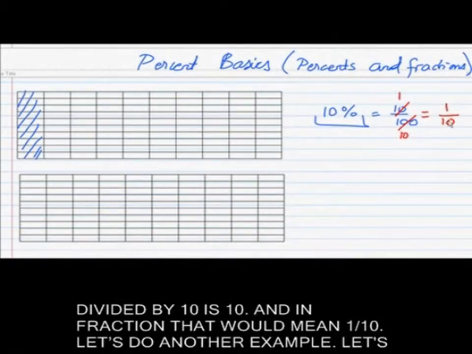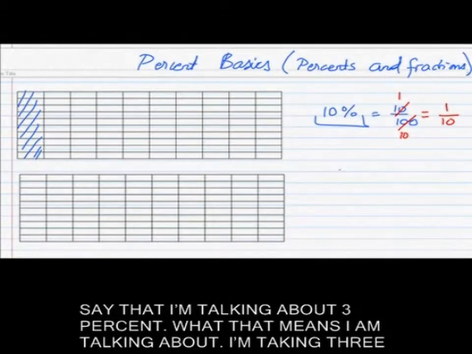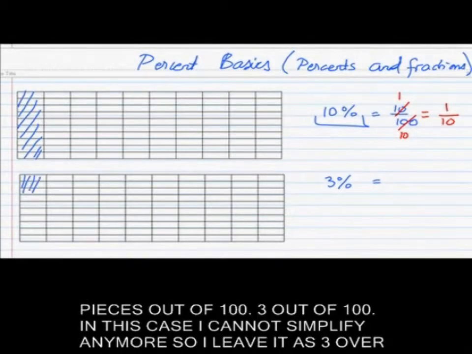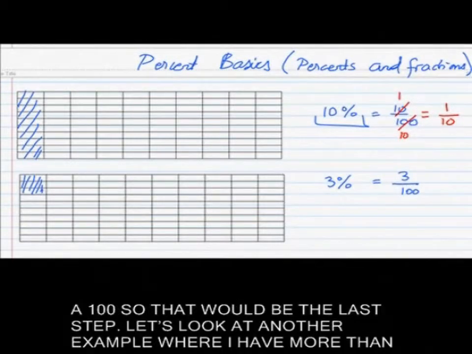Let's do another example. Let's say I'm talking about 3%. What that means is I'm taking 3 pieces out of 100. 3 out of 100. In this case, I cannot simplify anymore, so I leave it as 3 over 100. So that would be the last step.